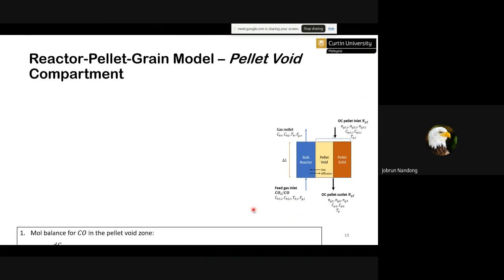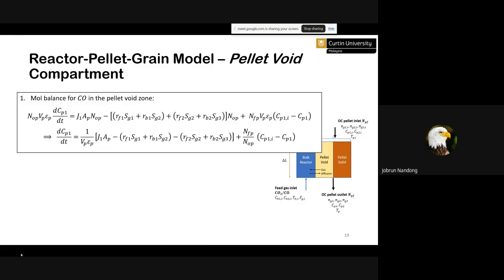Same thing for the pellet void, we use the previous equation. Remember that Cp here is the concentration inside the pellet. To get the number of mole for one pellet, we multiply with this part. Now to get the amount of that particular gas inside the zone, we need to multiply that by the total number of pellets inside that particular reactor section. That's why we add this part. This is again the same as what we had before, the only thing is we add the moving part in this section. After that, we can simplify it like this.